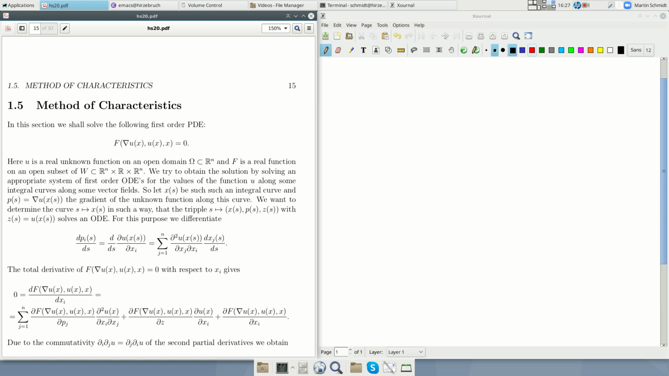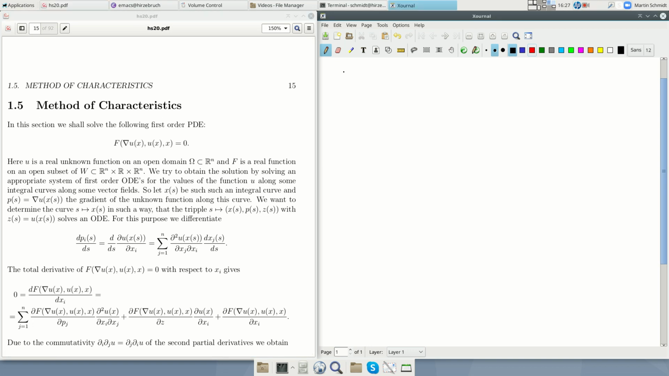Now, what is this section about? We will solve a very general first order partial differential equation. And this differential equation has the following form. We have some function f. And this function f is defined on an open subset W of Rn cross R cross Rn. So our unknown function u, u is the unknown function.